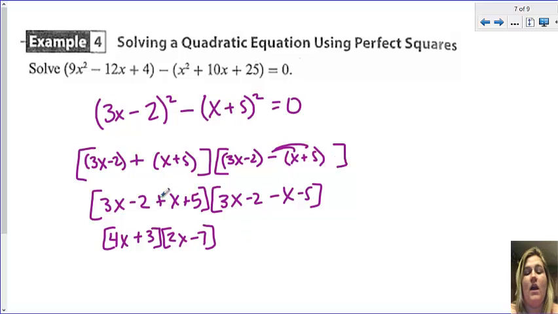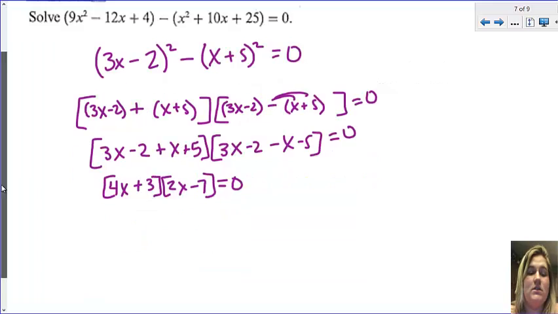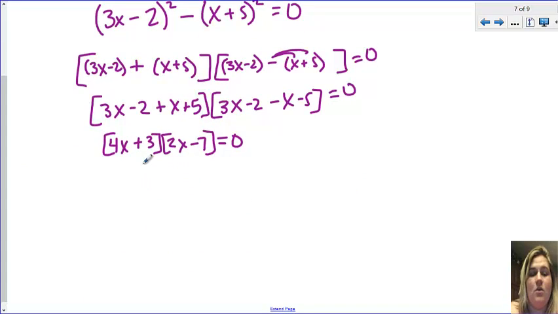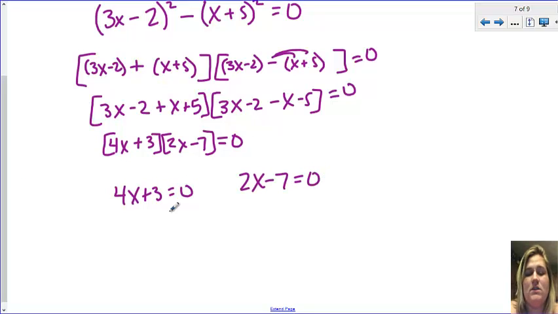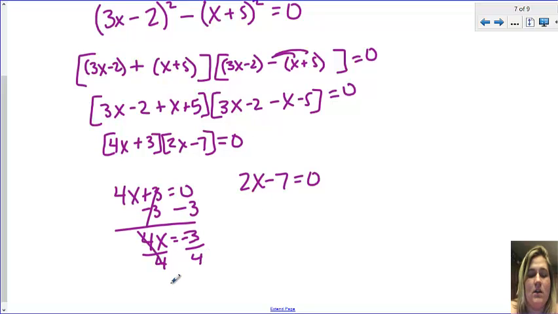Okay, so then this is all equal to 0, which I didn't write at the other steps. So then all you have to do is solve for 0, which is going to be 4x plus 3 is equal to 0, and 2x minus 7 is equal to 0. So I can subtract 3 from both sides. I get 4x equals negative 3. Divide by 4 on both sides. I get x equals negative 3/4.